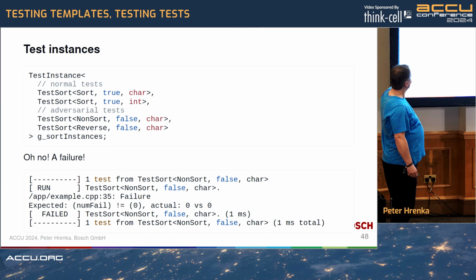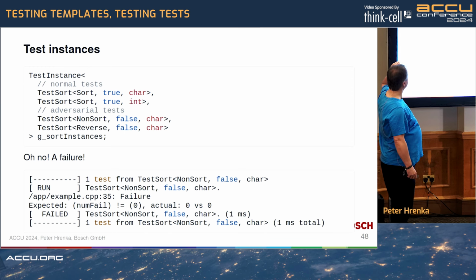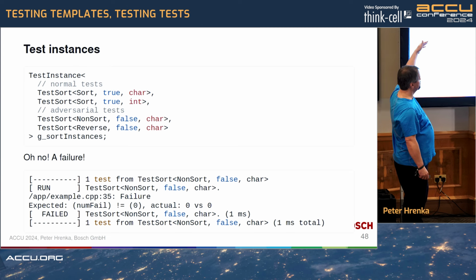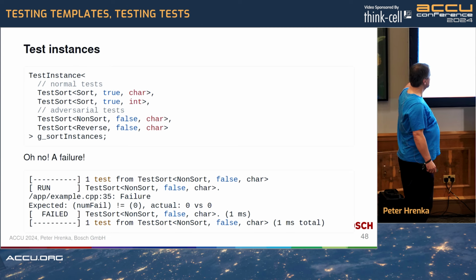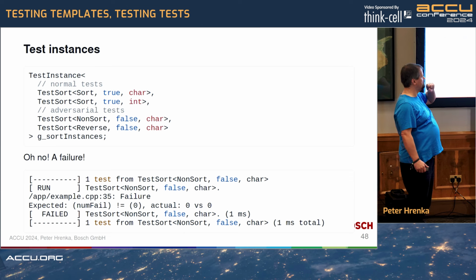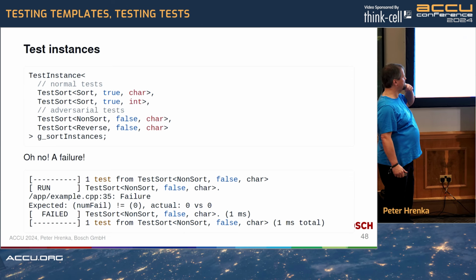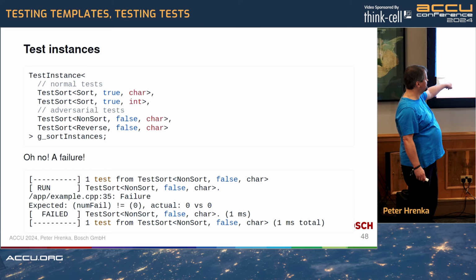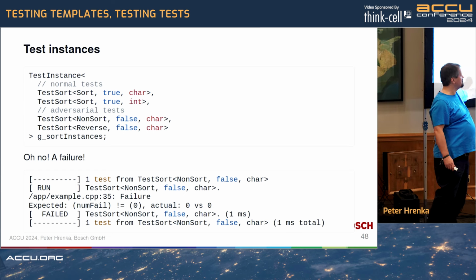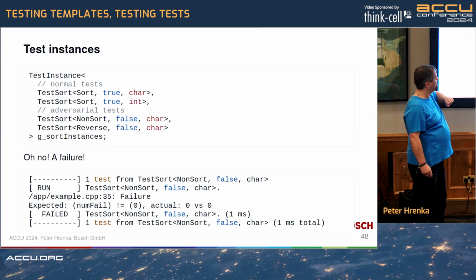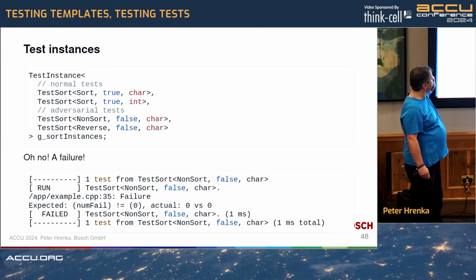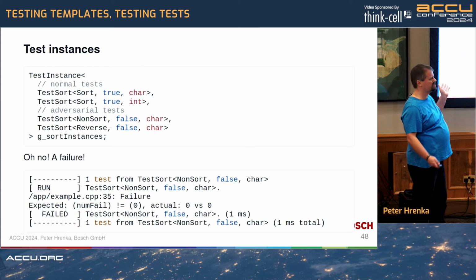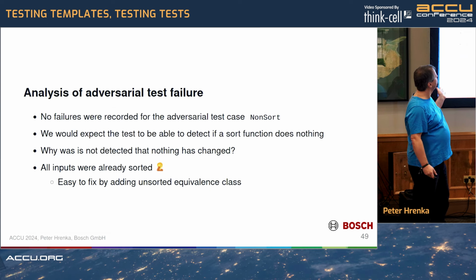Okay, and I run it, and oh, what's happening? I would expect everything to pass, right? Because the adversarial test, the non-sorting, should be detected. But let's look at the output. The number of failures is not 0, so let's see which case this is. Here we see it's the non-sorting one. With the char, if we don't sort it, it's still sorted. So how is that? Let's have a look.